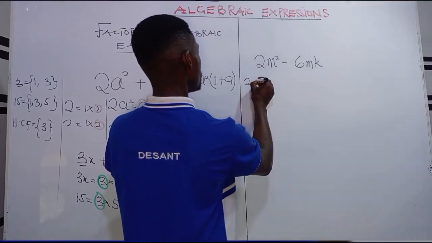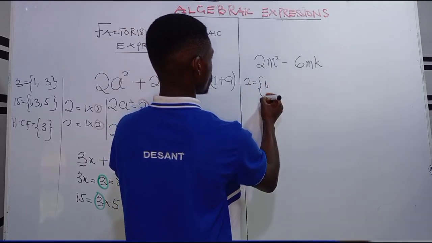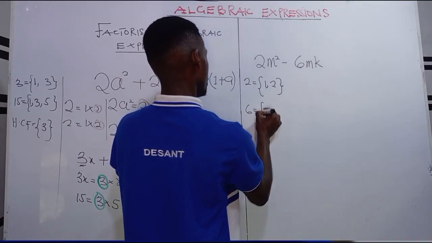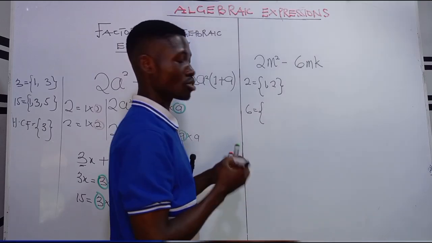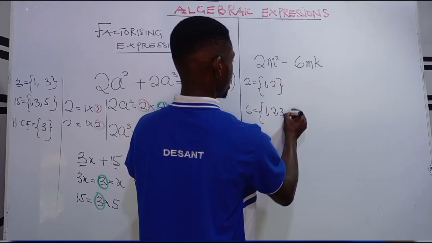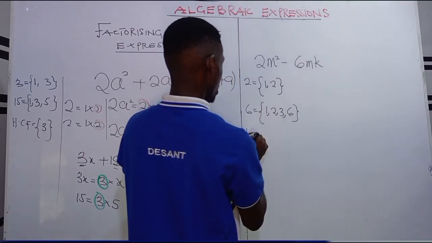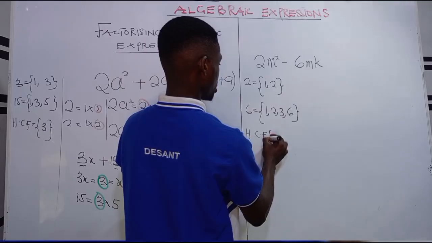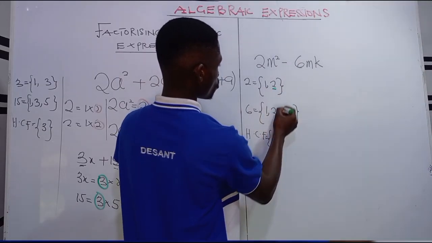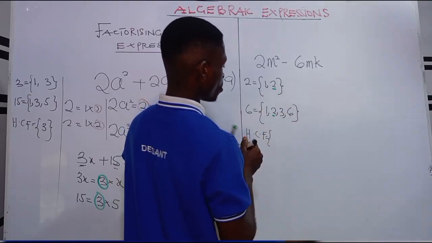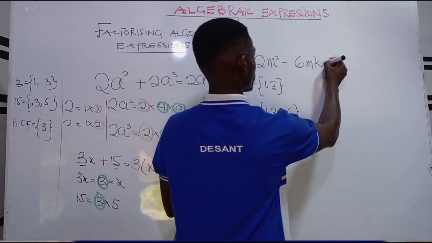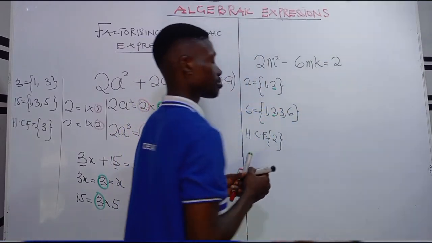So we take 2 and then we find the factors of 2. That is 1 and 2. Then we take 6. We find the factors of 6. We have 1, 2, 3, and then what? 6. Then after that, we find the HCF, highest common factor. So the highest common factor, we have 2 and then 2. So that is the highest common factor.